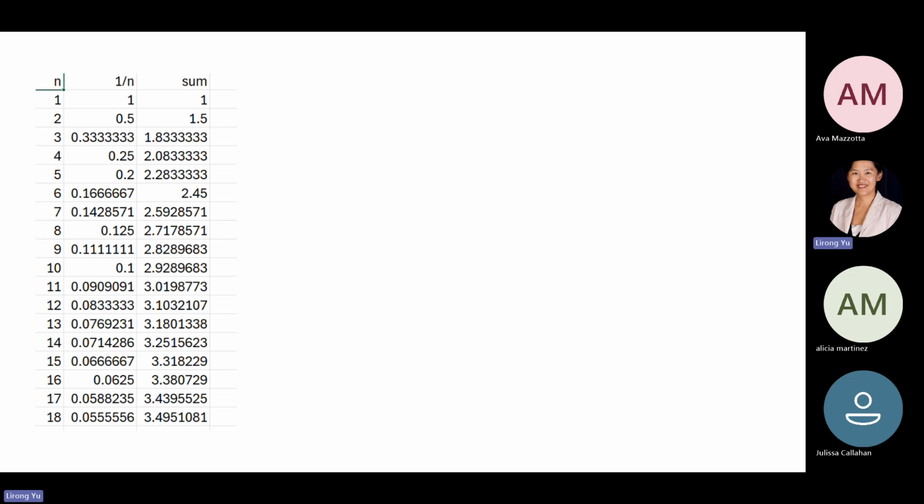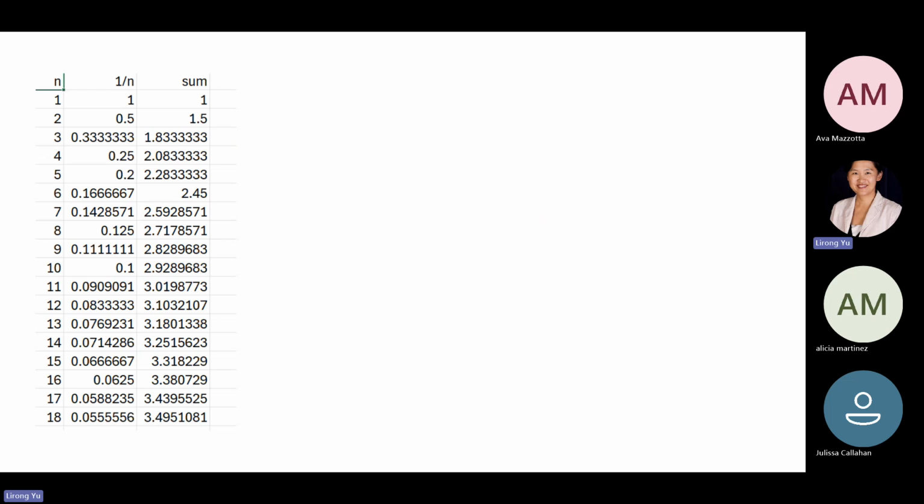I want to calculate 1 over n. So 1 over 1, 1 over 2, 1 over 3, 1 over 4, 1 over 5. I have 1 over n calculated out to 1 over 18, and you can see the number getting smaller and smaller. What about the summation? If you only have one number, it is 1. With two numbers, 1 plus 0.5 is 1.5. Three numbers, the summation. I write the summation in this column.